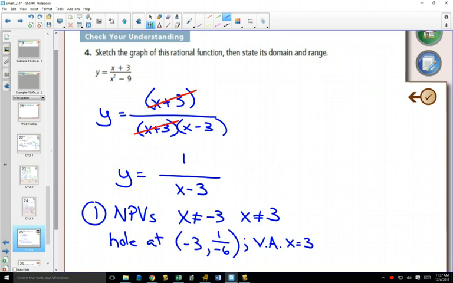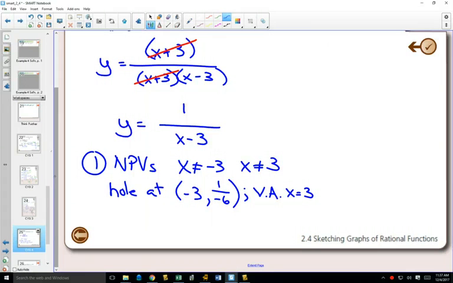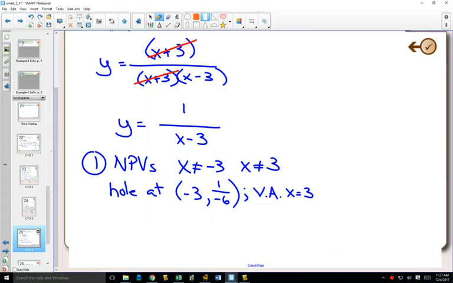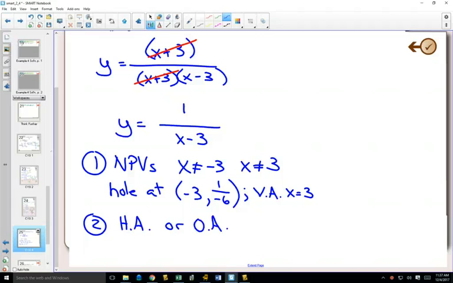We always do our non-permissible values first because, right, step 2 is always your horizontal asymptotes or oblique asymptotes. You're always going to look at the simplified version to find those. Because sometimes after you simplify a hole, you end up just with a line, and then you can just graph it right away. But in this case, we still have a rational equation after we've simplified. So we look at the y equals 1 over x minus 3, and we use that equation to find out if we have a horizontal asymptote or an oblique asymptote.